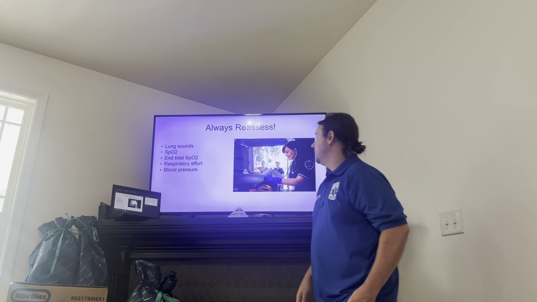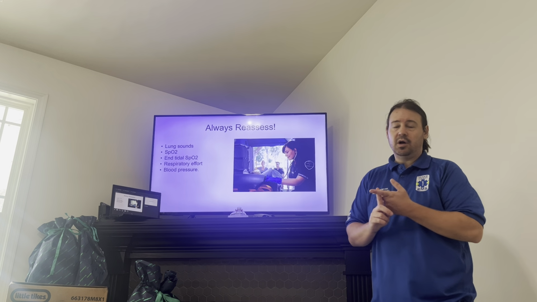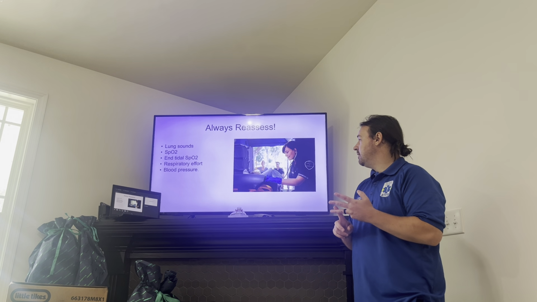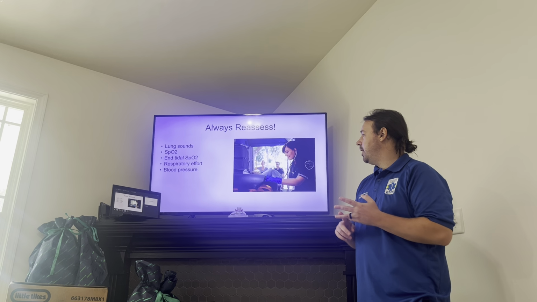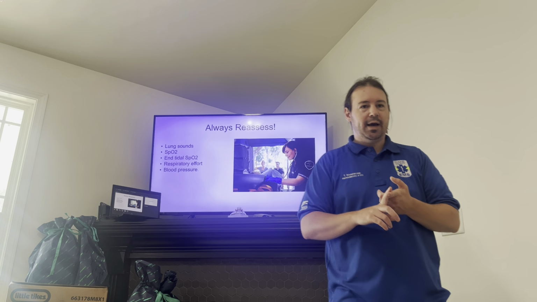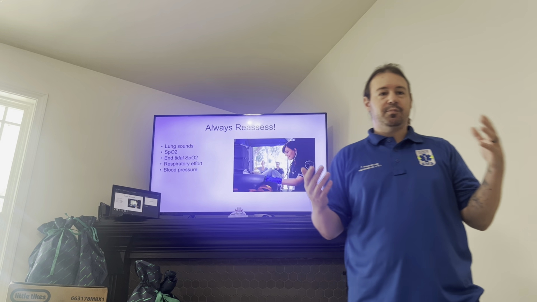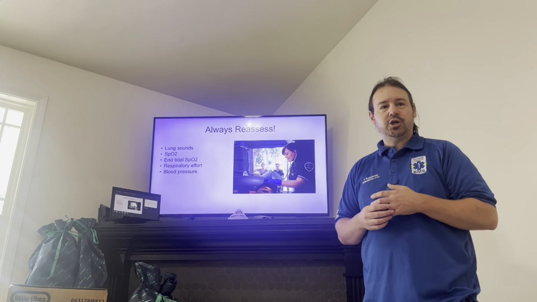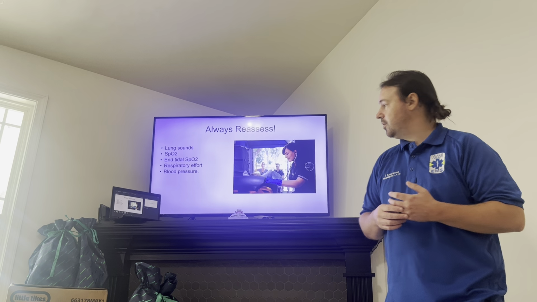Always reassess. Assess your lung sounds, your SpO2, your end tidal, respiratory effort, and your blood pressure. Make sure you're reassessing constantly. We don't want to get behind the eight ball on a patient that's having respiratory compromise, right? So make sure we're consistently reassessing the patient.